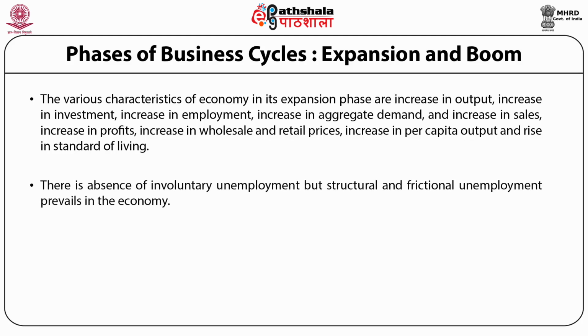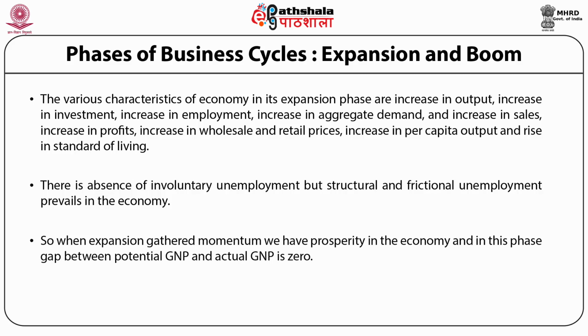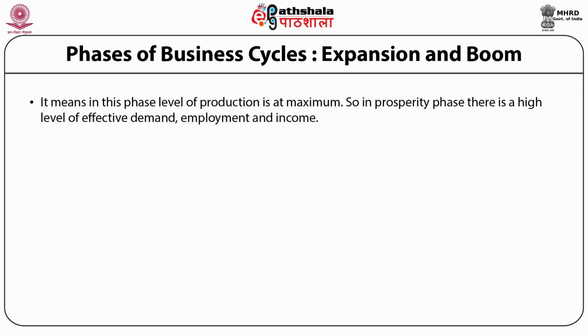There is absence of involuntary unemployment, but structural and frictional unemployment prevail in the economy. So, when expansion gathers momentum, we have prosperity in the economy, and in this phase, the gap between potential GNP and actual GNP is zero. It means in this phase, the level of production is at maximum. In the prosperity phase, there is a high level of effective demand, employment, and income. People enjoy a high standard of living also.